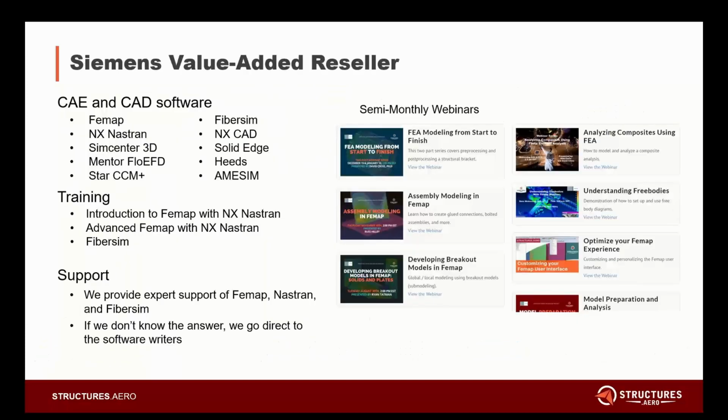In addition to providing engineering services, we are also a Siemens Value-Added Reseller. So we sell all the software listed here, and we also offer a lot of training. The most common one that we offer is Femap with NX Nastran, where we sit students down and a lot of our engineers come through and teach a few hour-long sessions each, and you get a different perspective from each engineer and a lot of their personal work habits. That's a great thing that we offer. And obviously we also provide expert support of Femap, Nastran, and Fibersim.